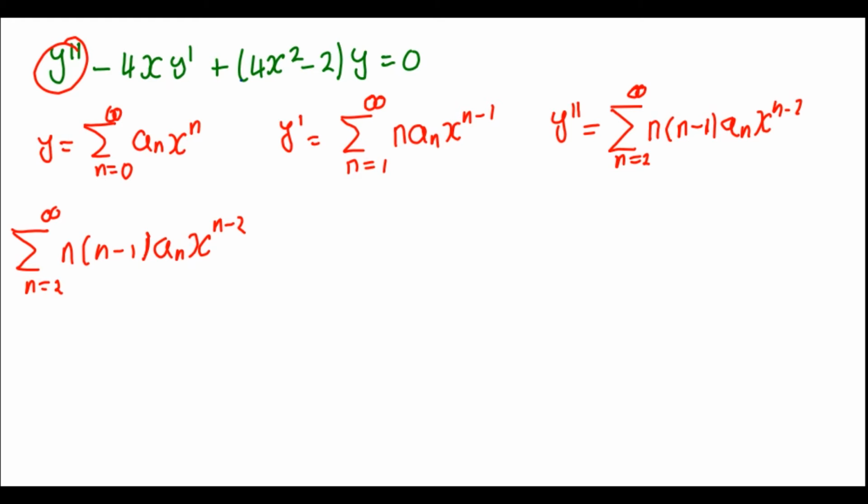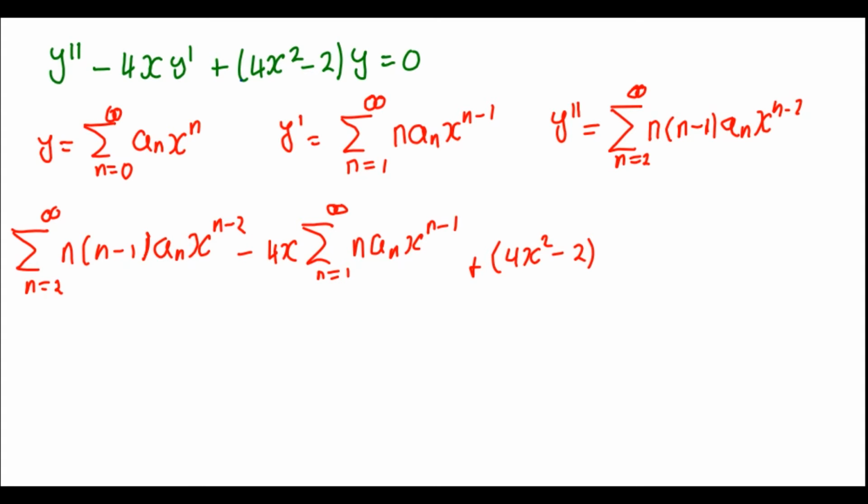Then for the other part, that would be your minus 4x. Then you plug in your first derivative there, which is this one, n multiplied by a sub n x to the power n minus 1, like that. Then you do the same for this part here. You just write it the way it is, as you have your 4x squared minus 2. Then you plug in your y there, starting from 0 up to infinity, a sub n multiplied by x to the power n, is equal to 0.